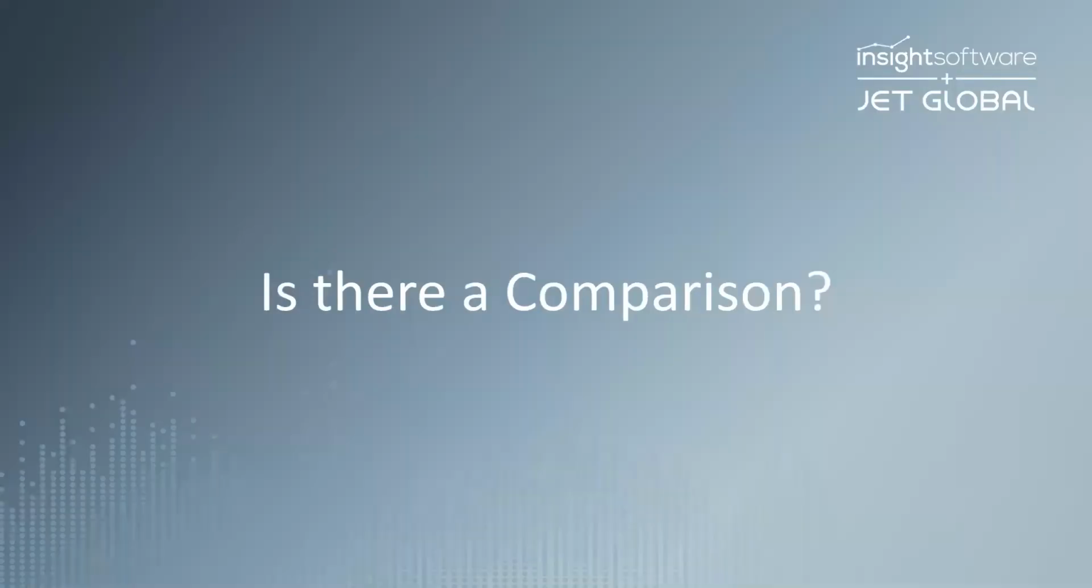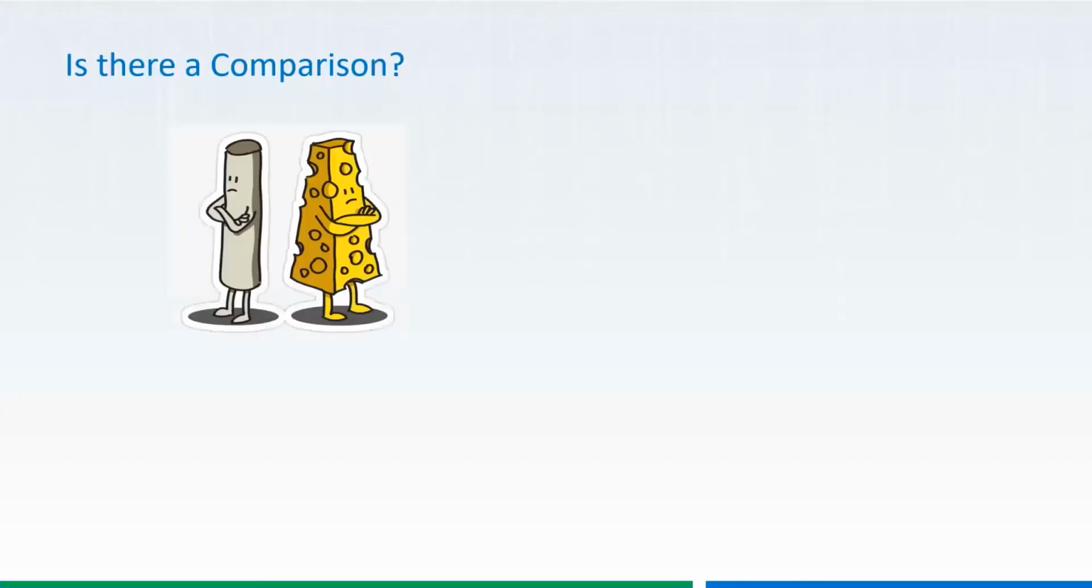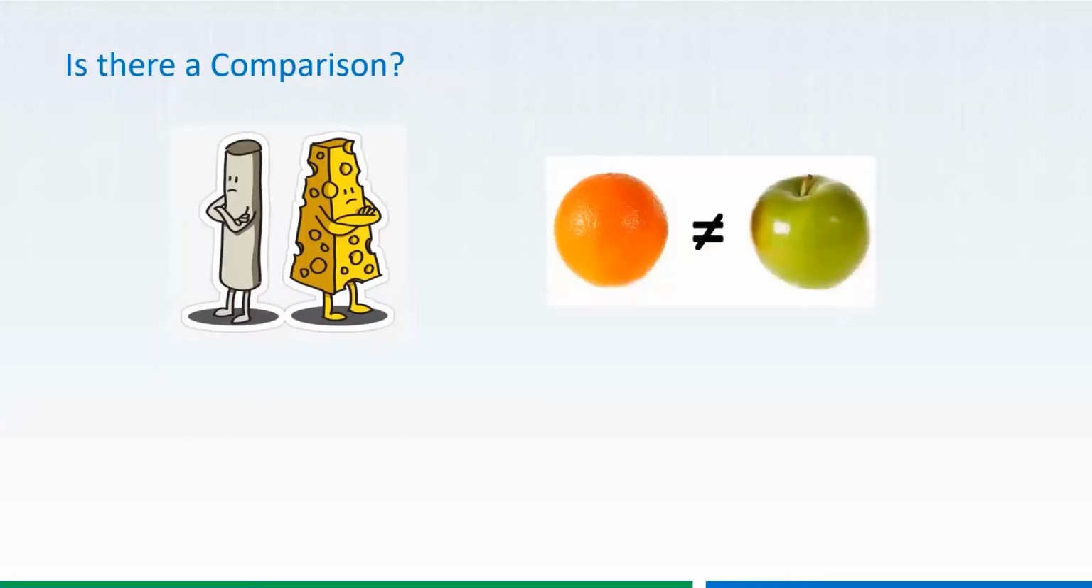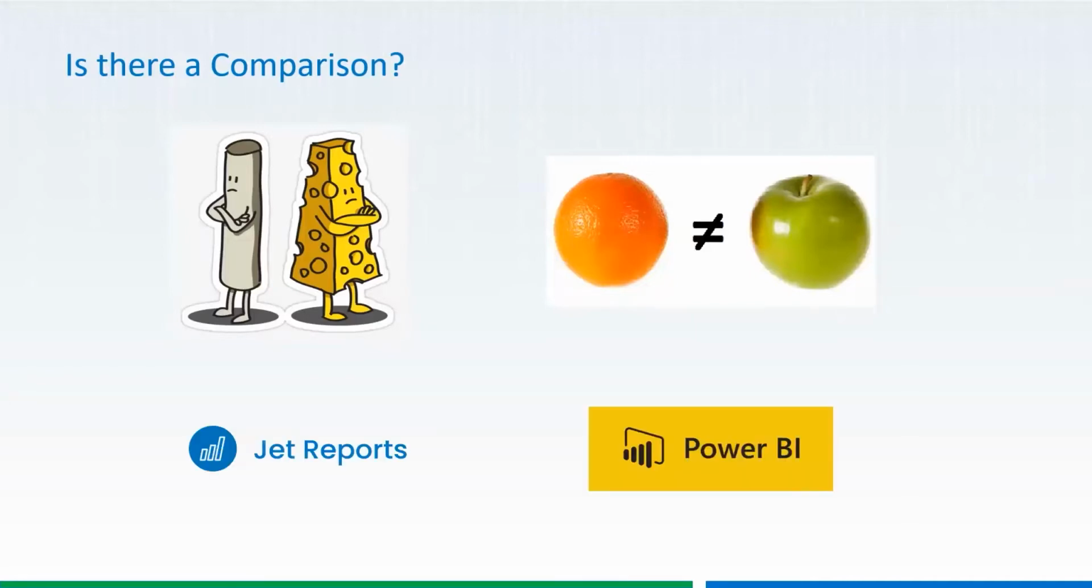So my first reaction to that was, is there a comparison between the two? Because to me, when I look at Jet Reports and Power BI, they are two pretty different things, right? In the UK we say if things are different, they are like chalk and cheese. Or on the continent, sometimes we say things are like apples and oranges, right? When you cannot really compare two things very well. And the same, I think, can apply to Jet Reports and Power BI.